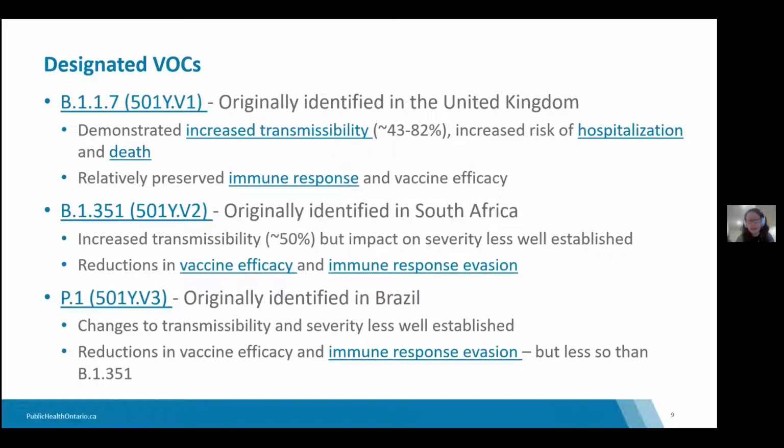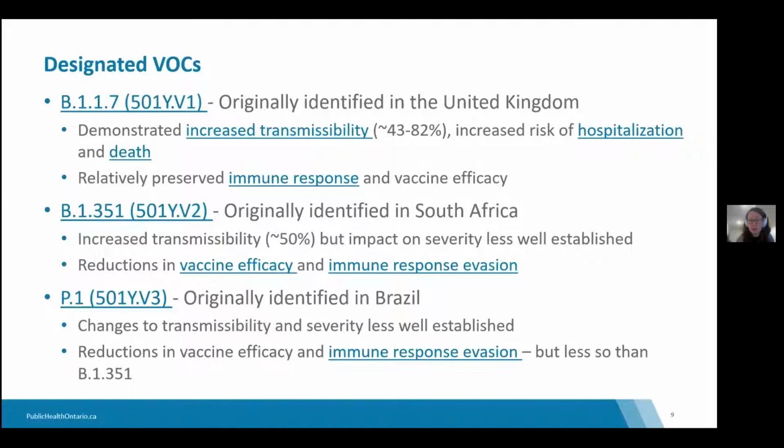The second one being B1351. This is also designated as 501Y.V2, and all three of these do share that 501Y mutation. This one was first identified in South Africa, and similarly has increased transmissibility. Again, estimates are around increased by about 50%. However, its impact on severity has been less well established.